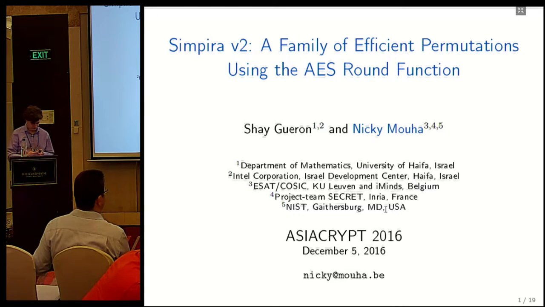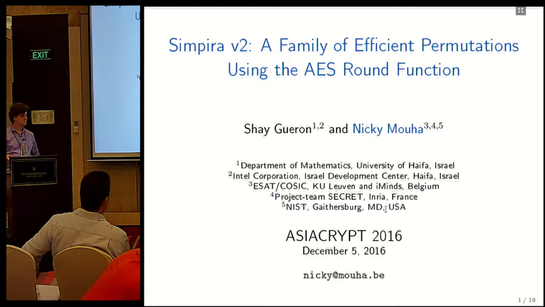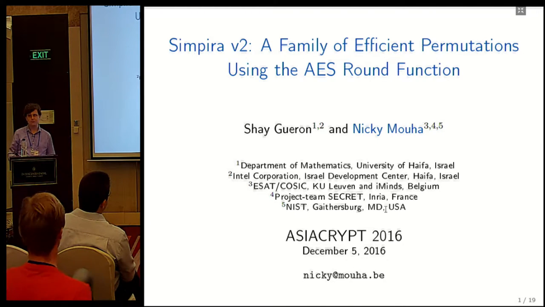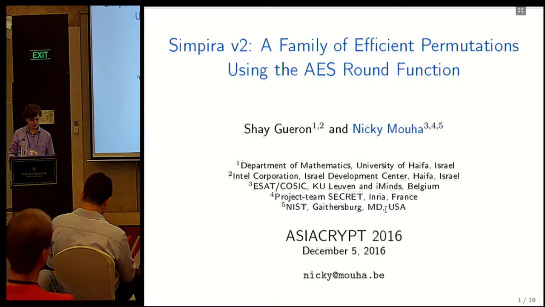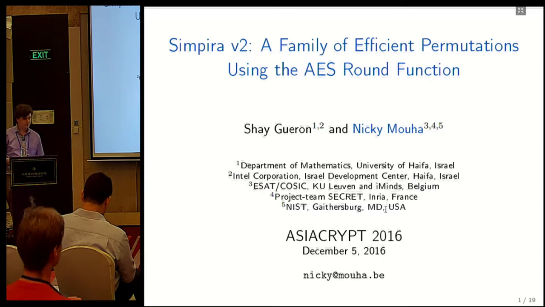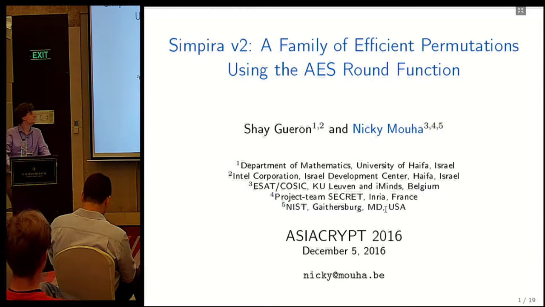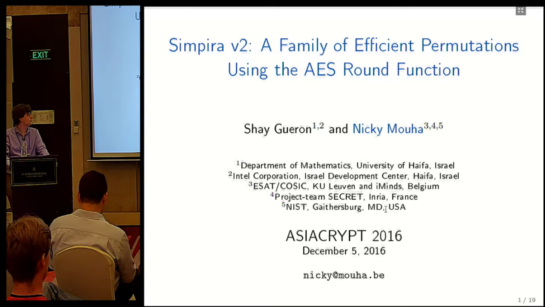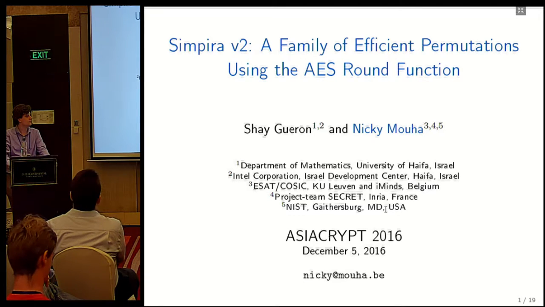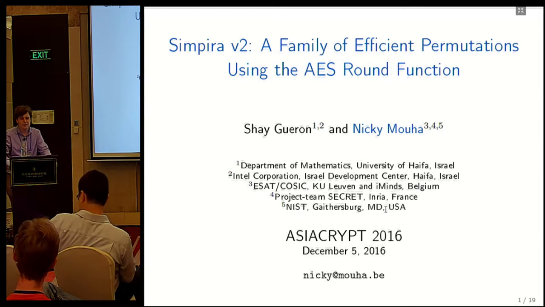I think we can start the AES and void box session. We have three papers. The first one is Simpira V2, a family of efficient permutations using the AES round function. The paper is written by Shay Gueron, who is at the University of Haifa, and Nicky Mouha, who is now at NIST, and Nicky is giving the talk. Thank you very much.